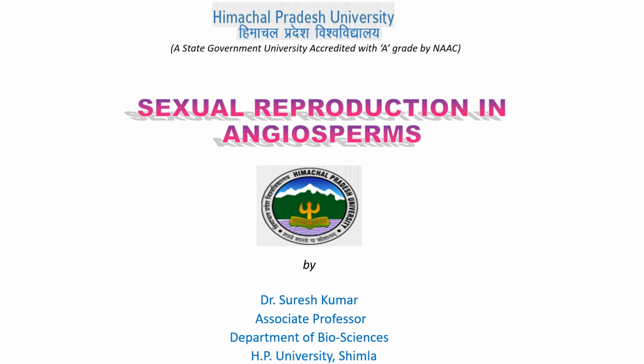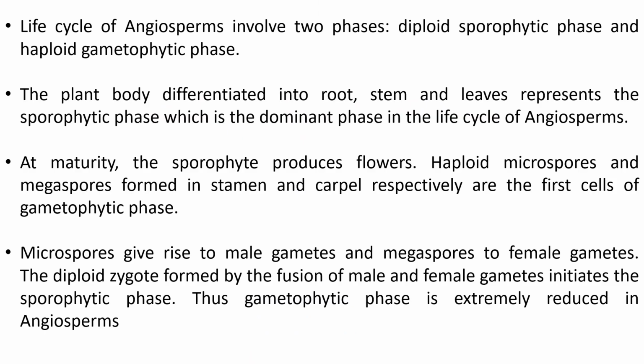Sexual reproduction in angiosperms. The life cycle of angiosperms involves two phases: the diploid sporophytic phase and the haploid gametophytic phase. The plant body, differentiated into root, stem and leaves, represents the sporophytic phase, which is the dominant phase in the life cycle of angiosperms. At maturity, the sporophyte produces flowers.